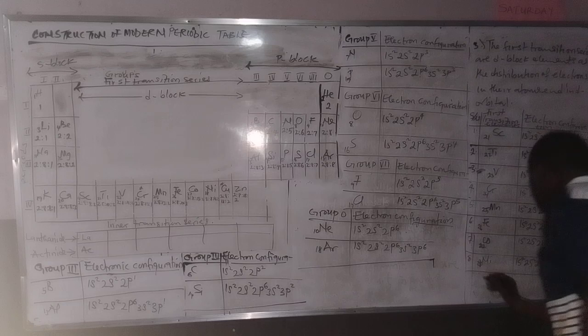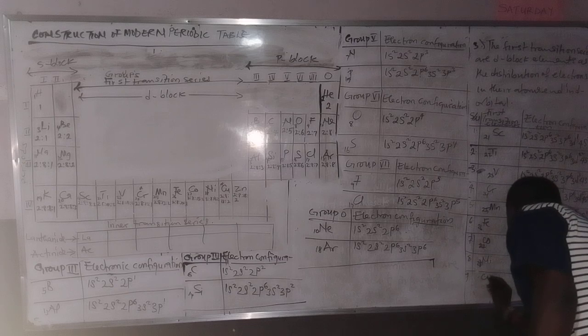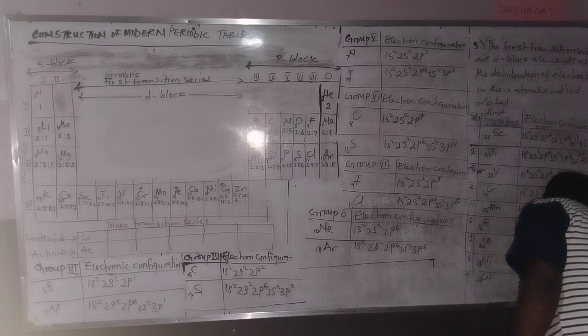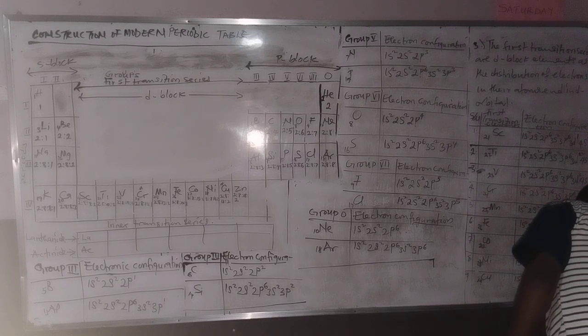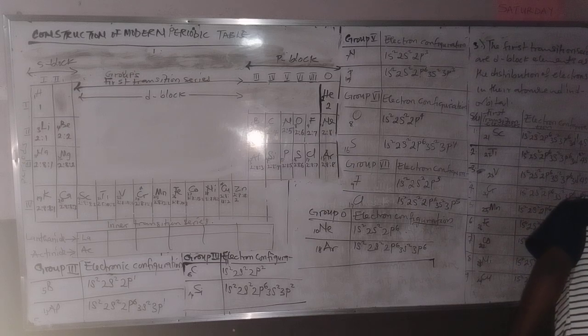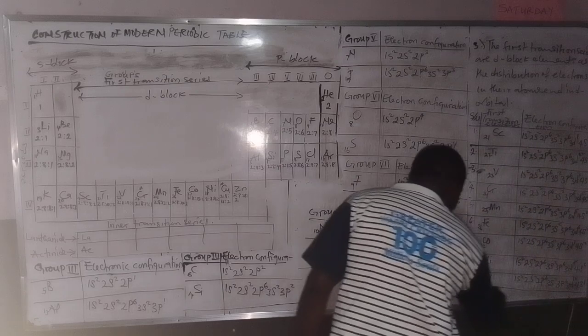Then the next one is number 9, which is copper. That's Cu29. We have 1s2, 2s2, 2p6, 3s2, 3p6, 3d, 4s1. Then this one is double filled. Don't forget, it's supposed to be 3d9. But if 4s is going to carry 1, then this one will be 3d10.